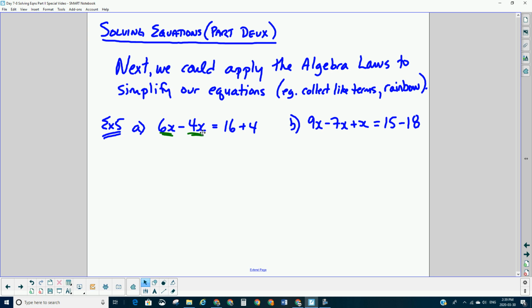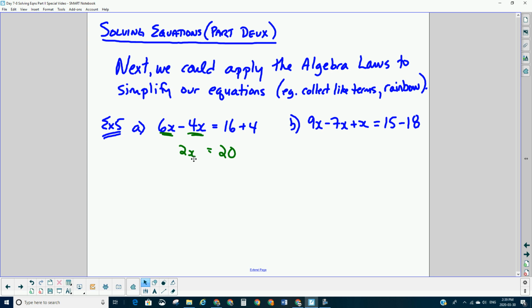We know those are like terms, 6x minus 4x. So those can simplify into 2x. 6 apples minus 4 apples is 2 apples. 6x minus 4x is 2x. So that's the collecting like terms that we've already looked at in the first half of this unit, simplifying down to 2x. And of course, even 16 plus 4 can simplify to 20. So by using collecting like terms, we've been able to take an equation that's more complicated and simplify it to make our life easier.